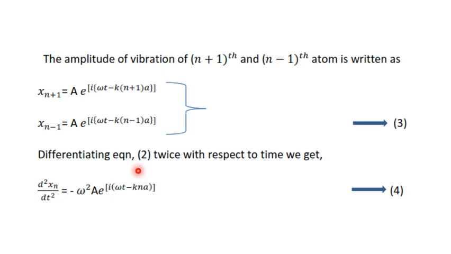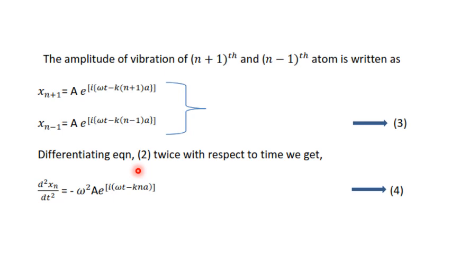It is the general differential formula. So a e power i omega t minus kna, into i omega. Do you understand? Then differentiate again. So d square xn by dt square, again it will come i omega a e power i omega t minus kna, into again i omega. Therefore i square omega square a e power i omega t minus kna is the final result.